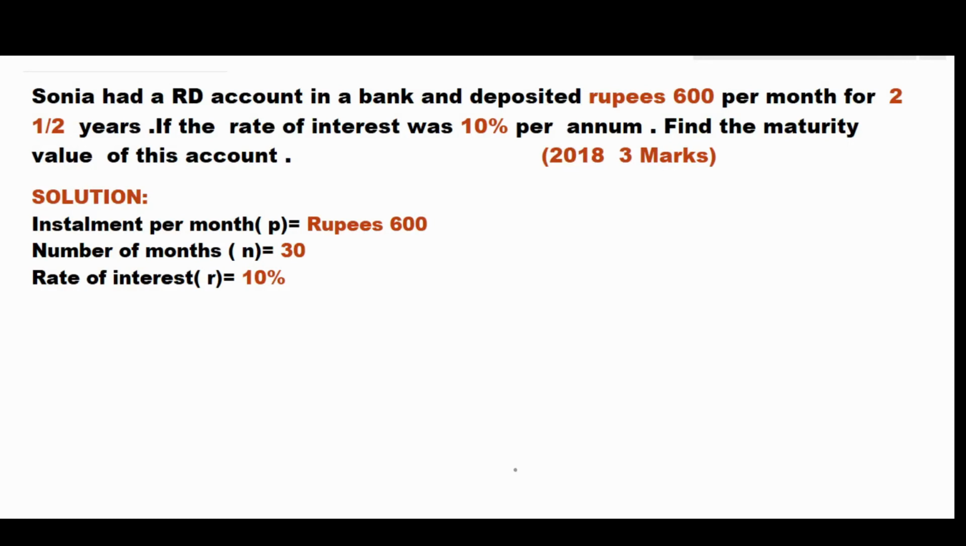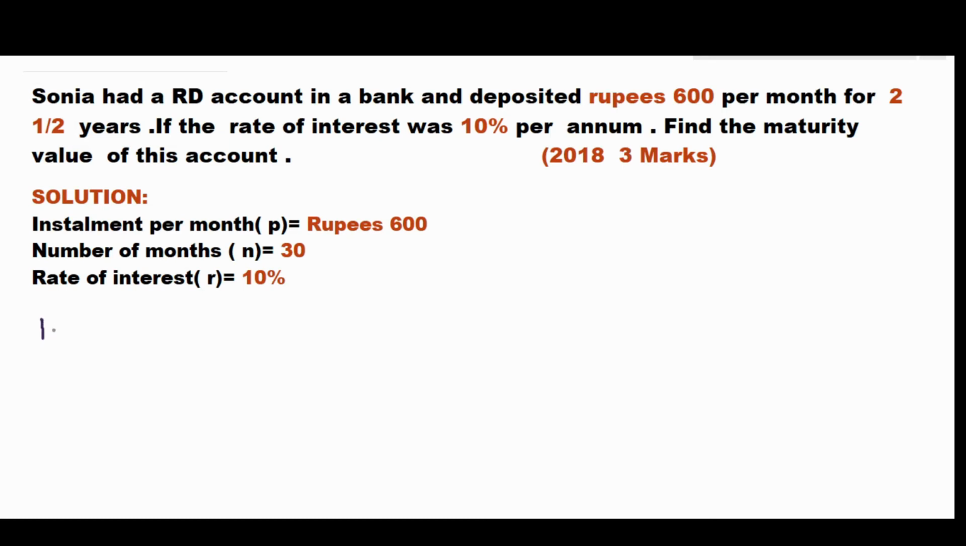The third question is, Sonia had an RD account in a bank and deposited rupees 600 per month for 2.5 years. If the rate of interest was 10% per annum, find the maturity value of this account. This question appeared in 2018 for 3 marks. Let's write the data given in the question. Installment per month, that is P, is rupees 600. So number of months for 2.5 years will be 30. The rate of interest given in the question is 10%. So we need to find the maturity value.